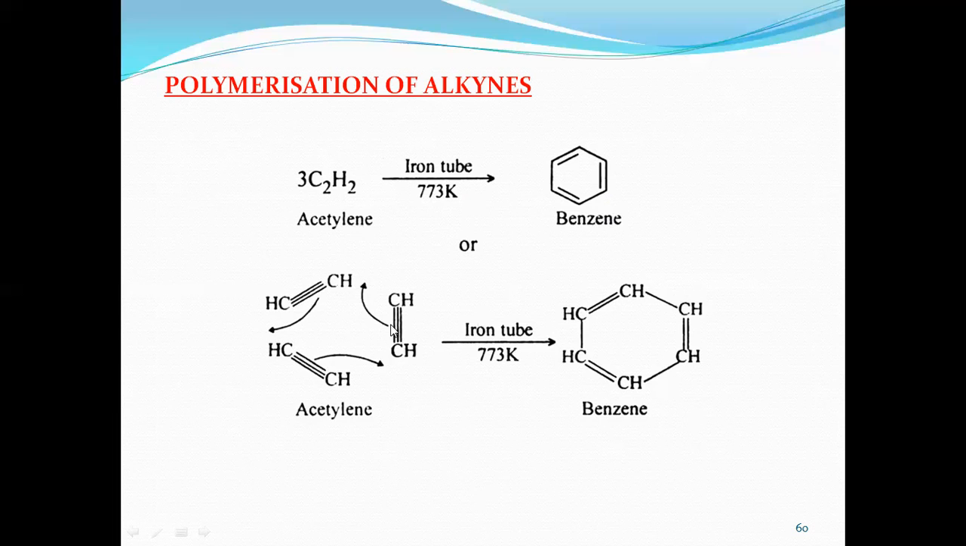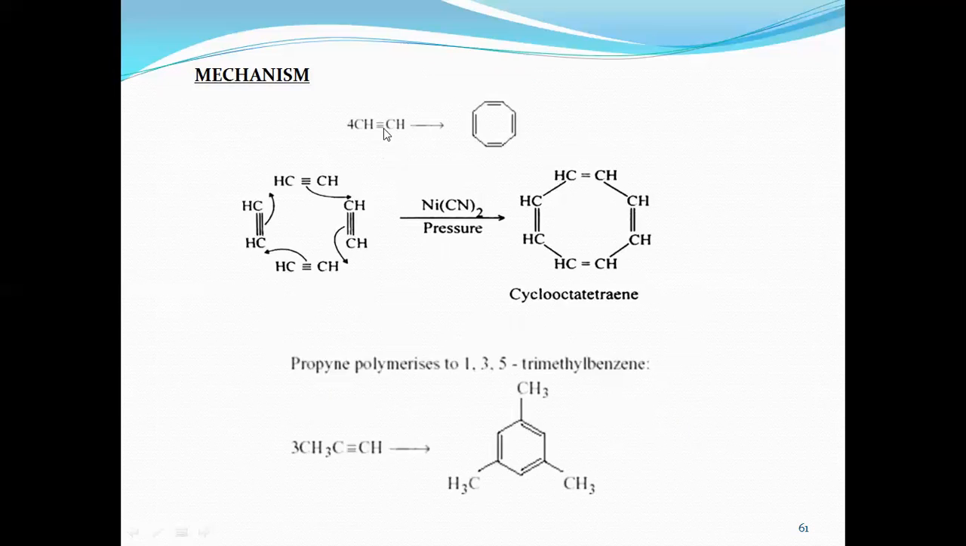Thus this bond is opened up and forms a C-C bond. Similarly here also a bond opens up to form a carbon-carbon bond, and here also. So it gives the benzene molecule. Another example is where instead of 3 acetylene, if we use 4 acetylene, then in the presence of this catalyst, we will get cyclooctatetraene. Here is an example of the use of propyne as a starting material, and if we use 3 molecules of propyne, we will get 1,3,5-trimethylbenzene, that is the mesitylene.